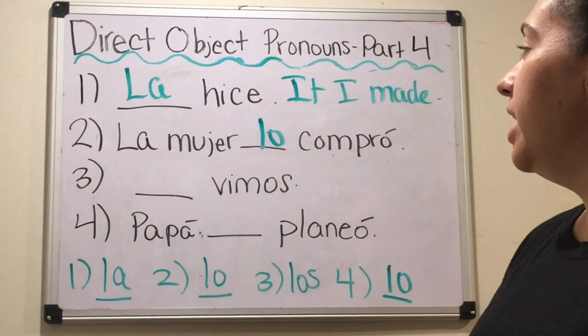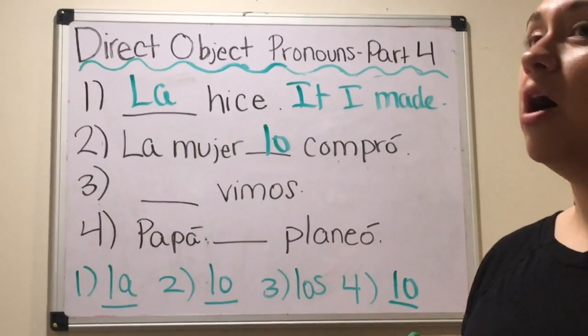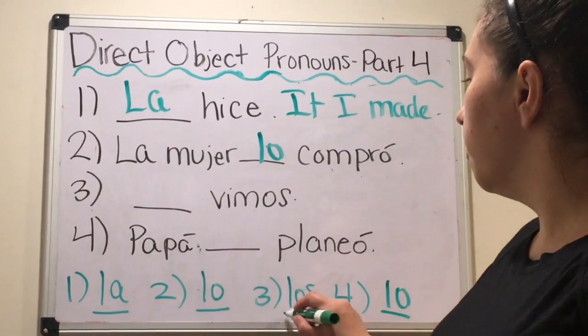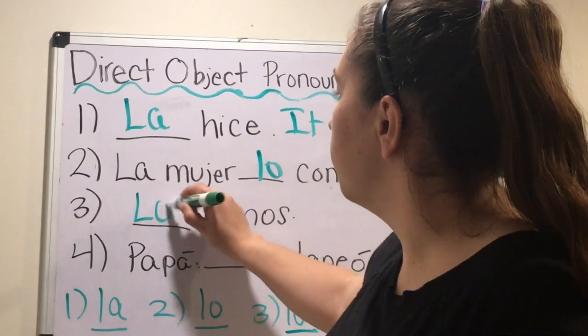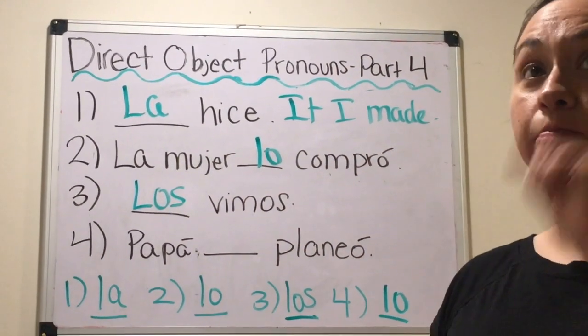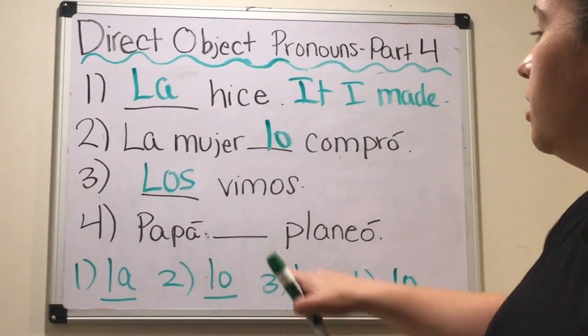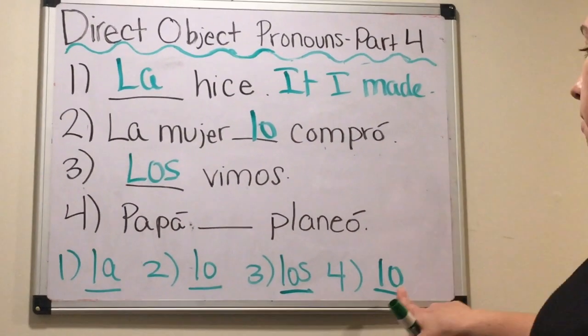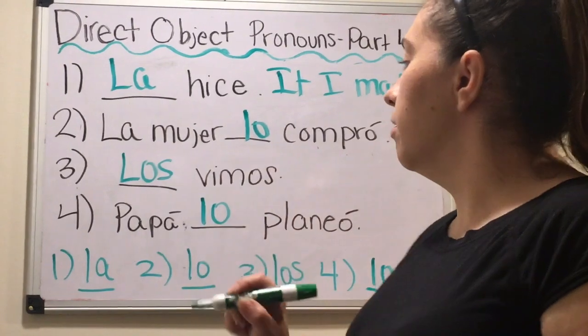Vimos unos animales. We saw some animals. Some animals we saw. Them we saw. We're going to take our DOP, put it in front of our verb. Los vimos. Them we saw. And last one. Papá planned the trip. Papá planeó el viaje. Papá lo planeó.